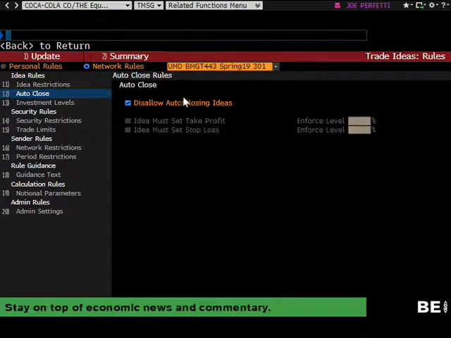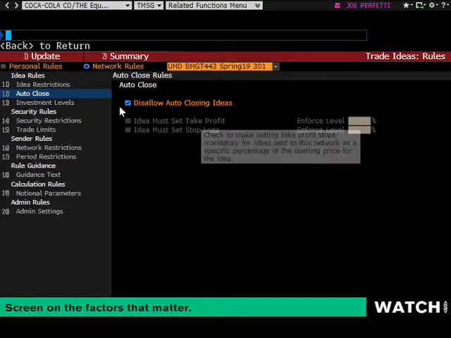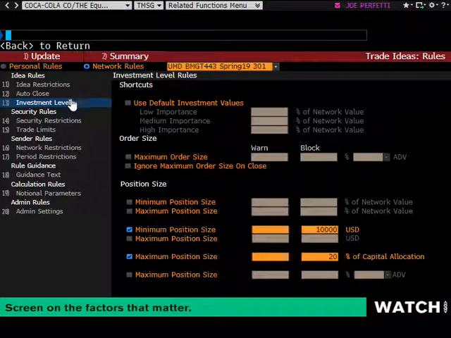Auto close. I've disabled auto closing, which means you can't set a certain target to actually buy or sell, which you could do, but I've disabled that. So the only way that you actually close out a position is your portfolio manager has to go in and sell or cover.